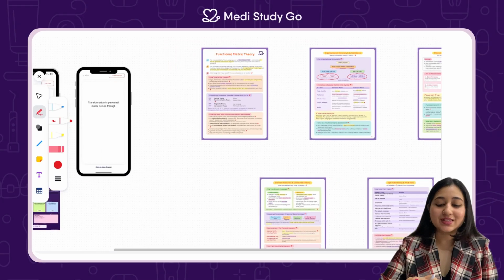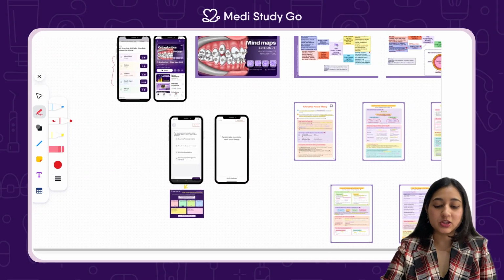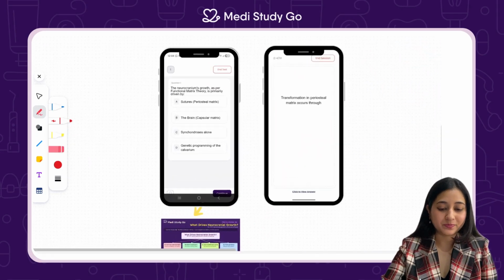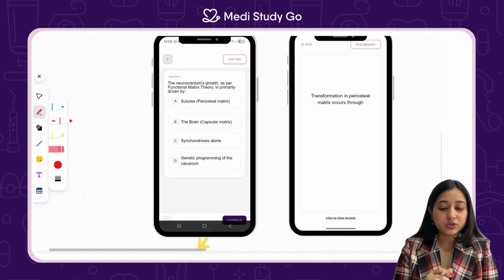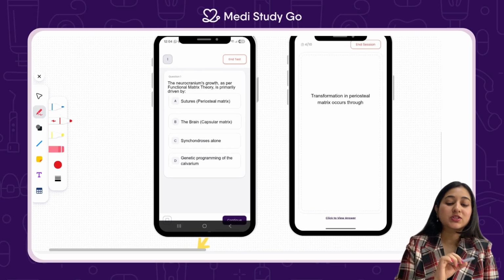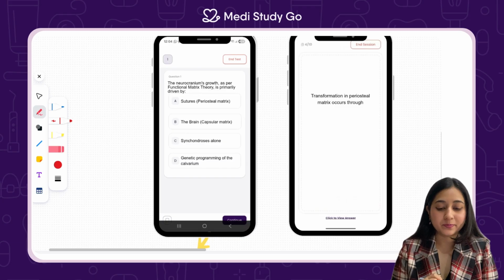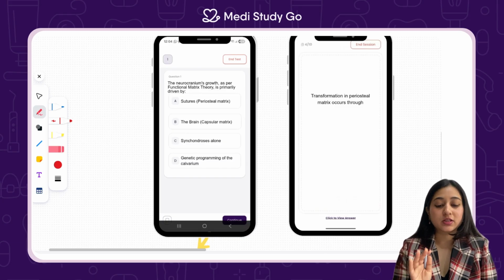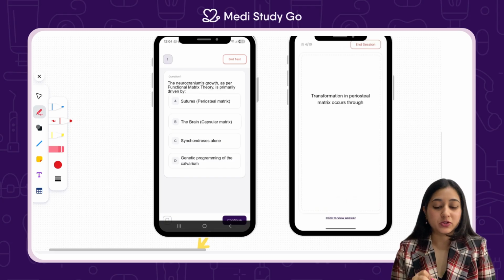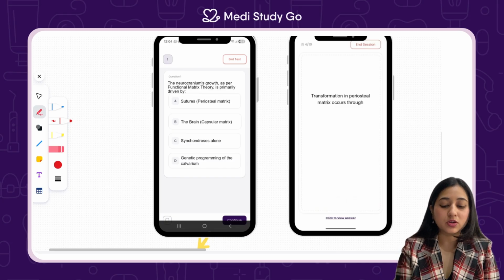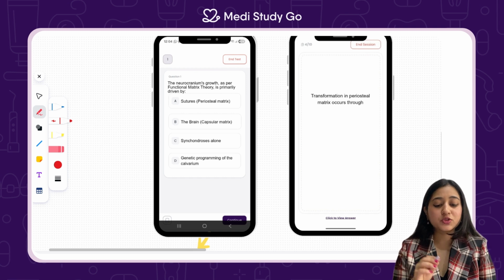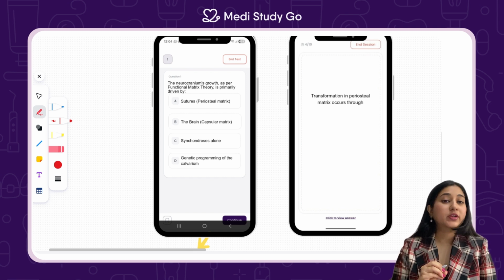Now it's time to test your knowledge through the MCQ and the flashcard for today. The MCQ is: the neurocranium's growth as per the functional matrix theory is primarily driven by: A. Sutures, which are the periosteal matrix, B. The brain, which is the capsular matrix, C. The synchondrosis alone, the keyword here is alone, and finally D. The genetic programming of the calvarium.